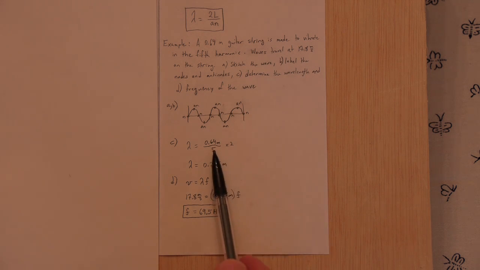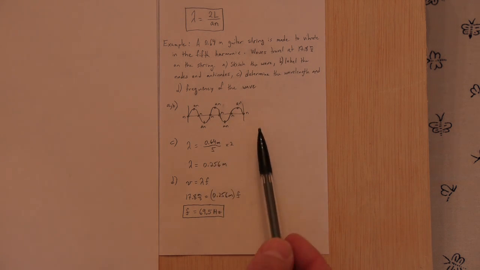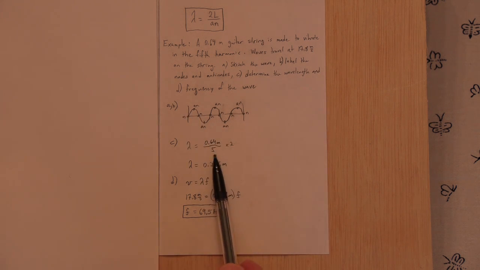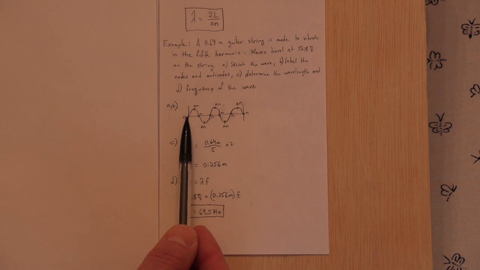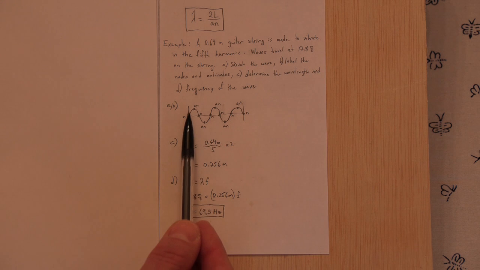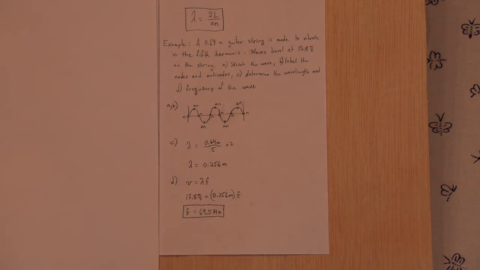I didn't use the formula here. What I did is I took the length of the string and divided by 5 to get one segment right there. And then to get one wavelength, I double that, so I get a crest and a trough. So that's 0.256 meters. Then I simply plug into v equals lambda times frequency, the v that was given and the wavelength I just determined, and I get the frequency of the 5th harmonic on that guitar string.